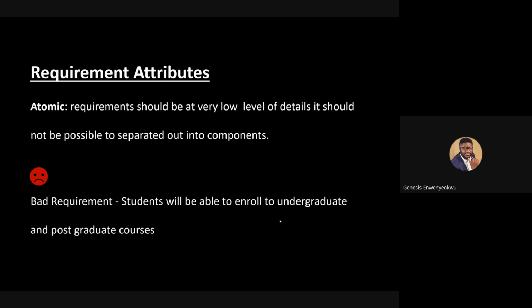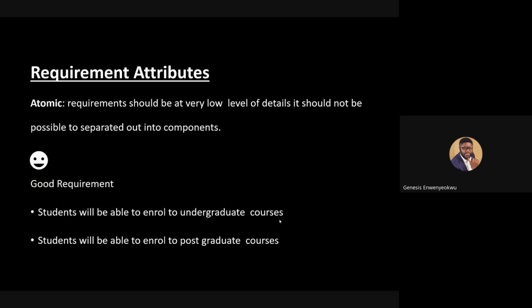Students will be able to enroll to undergraduate and postgraduate courses. The issue here is that we're talking about students enrolling to undergraduate and postgraduate courses. But if you look at it, there are different course tracks. Undergraduate courses are different from postgraduate courses. The kind of students that enroll to undergraduate courses are different from the kind of students that will enroll to postgraduate courses, right? So a better or a good requirement would say students will be able to enroll to undergraduate courses. That is a separate requirement. And you also separate the one for postgraduate to say students will be able to enroll to postgraduate courses.